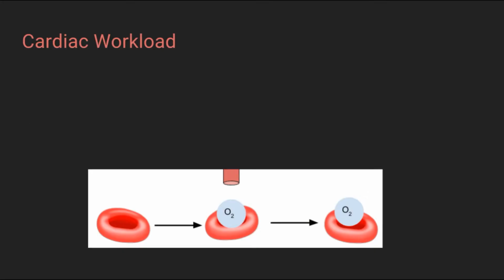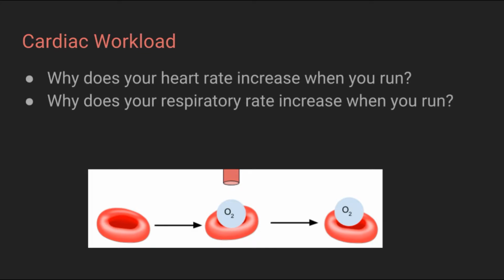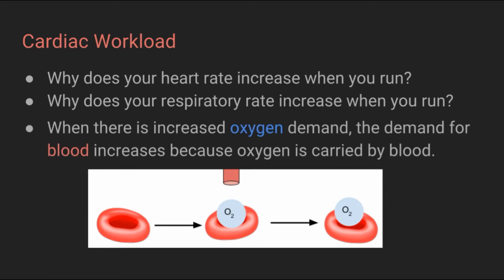So the next thing to talk about is cardiac workload. So why does your heart rate increase when you run? And also, why does your respiratory rate increase when you run? Well, there's an increased oxygen demand, right? So the demand for blood increases because oxygen is carried by blood. So when you're running or you're physically exerting yourself, your cells have an increased demand for oxygen because they have to undergo cellular respiration more. And remember, cellular respiration takes in oxygen, breaks down glucose, and then puts out water and carbon dioxide. So when there is increased oxygen demand, the demand for blood increases because oxygen is carried by blood. So your heart rate increases so that your heart can pump out more of these red blood cells to your body.